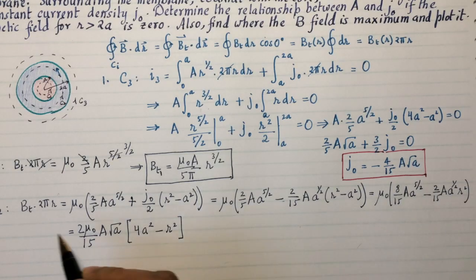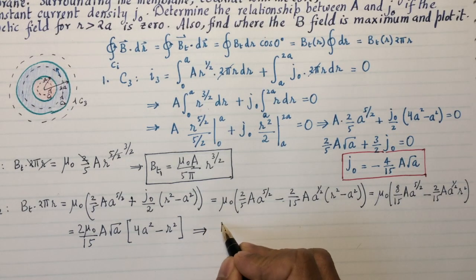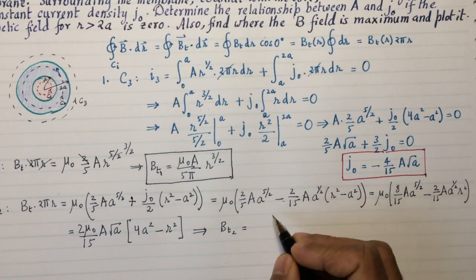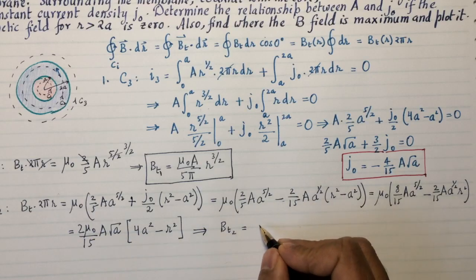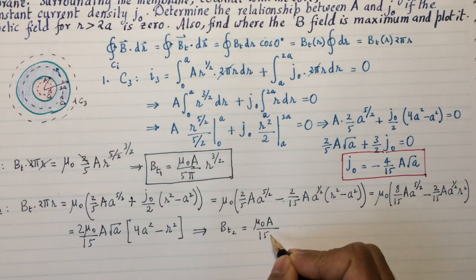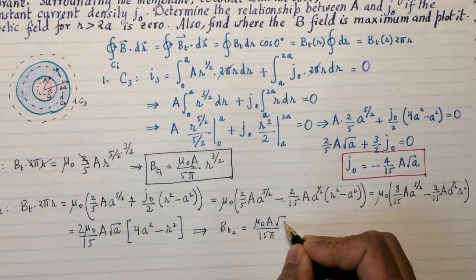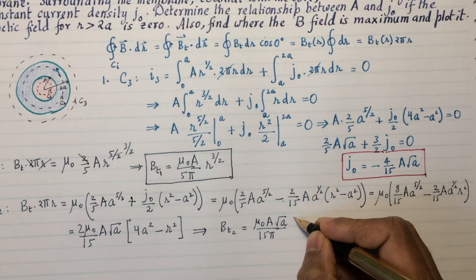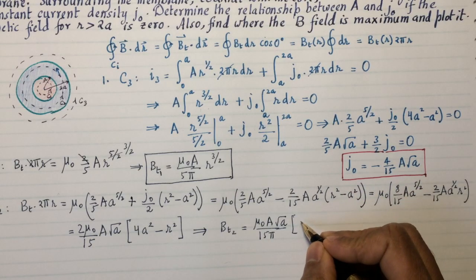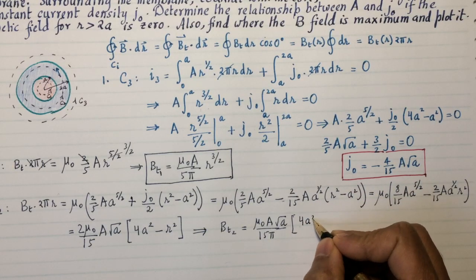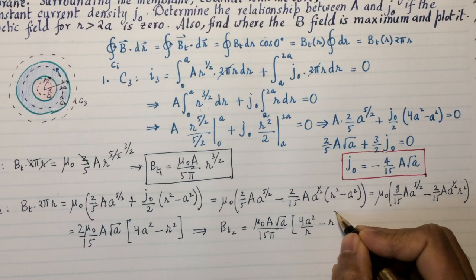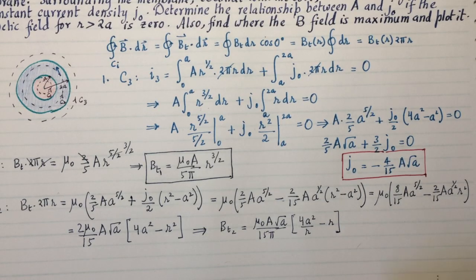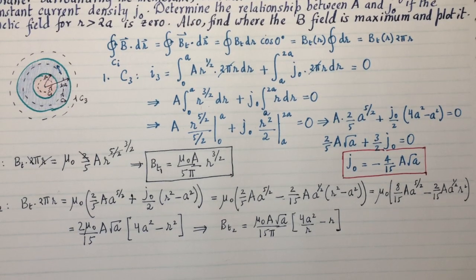Now I'll just divide both sides by 2 pi r, so that tells me that BT in region 2 must be, when I divide by 2 pi r, the 2's cancel out, the pi comes downstairs, so it's going to be mu naught A over 15 pi square root of A times 4A squared over r minus r. So it's going to be a slightly sublinear behavior there.